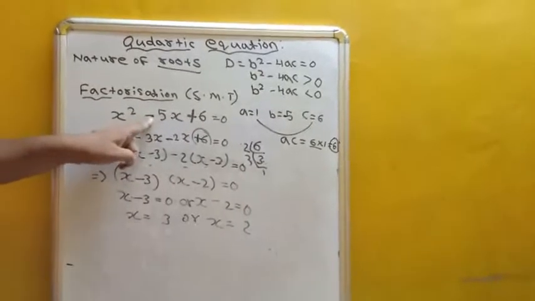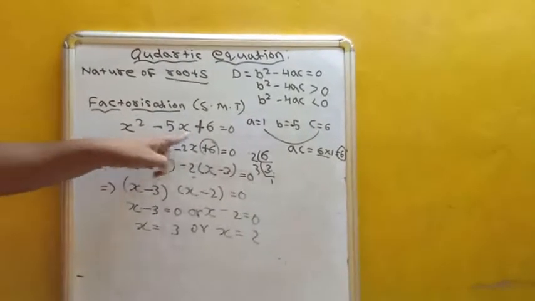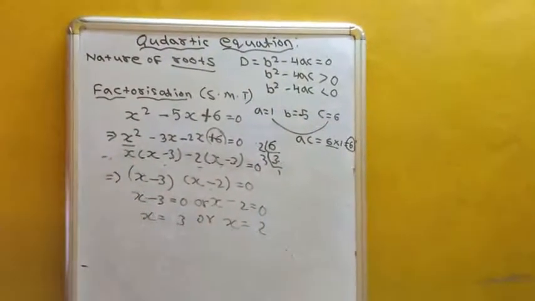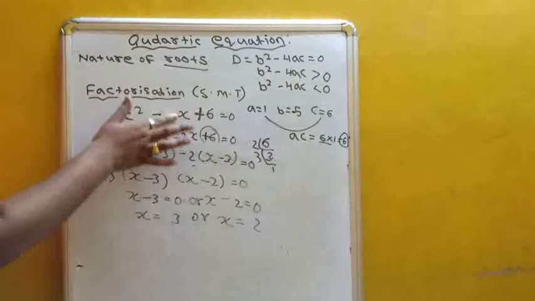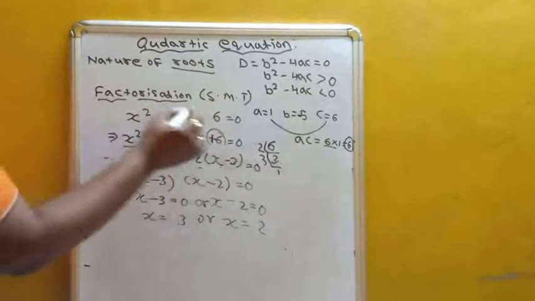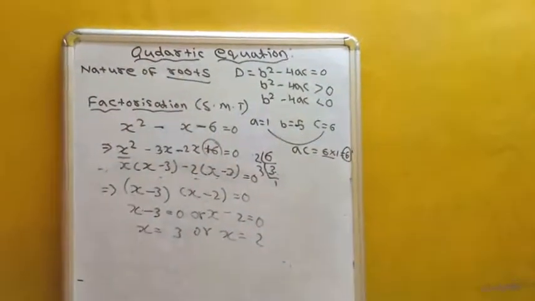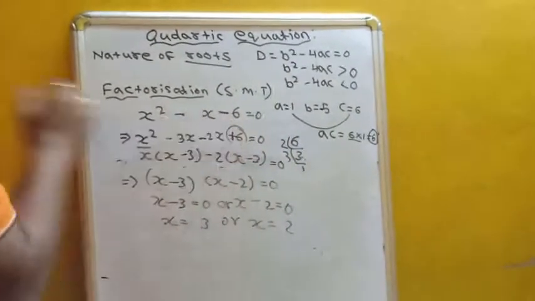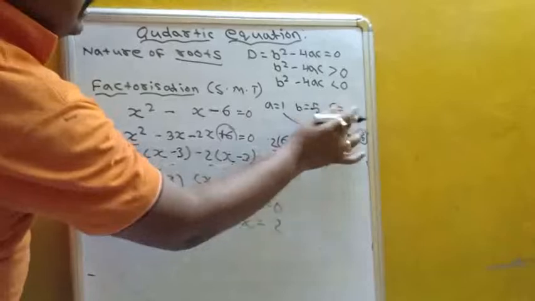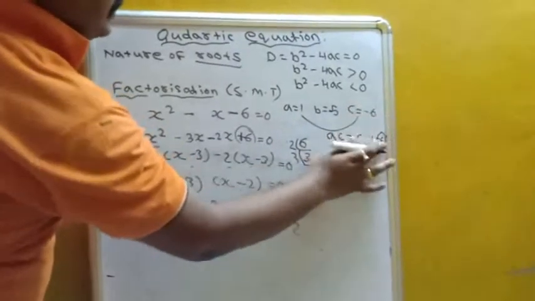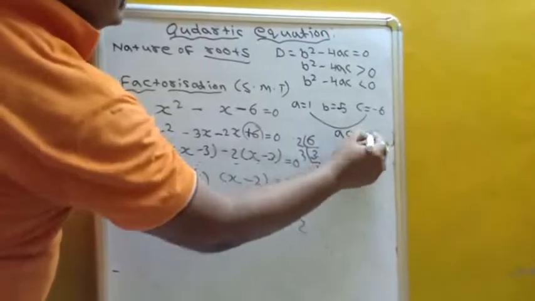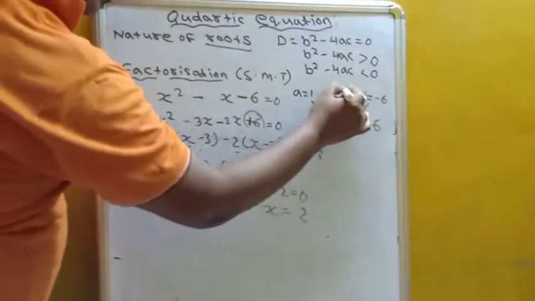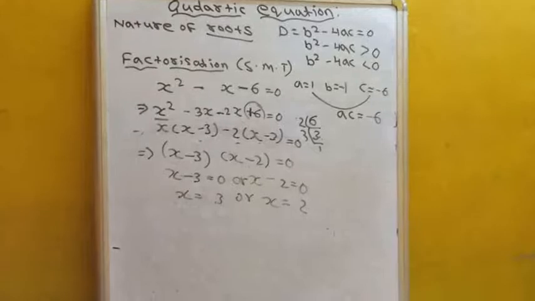So when I write here minus 5x and here plus 6, the numbers coming are 3 and 2. If I write here minus x and here minus 6, then when you multiply the numbers, what do you have to get? Minus 6, because near C you have minus 6. So when you multiply the numbers, you will get minus 6. When you add or subtract the numbers, what will you get? Minus 1.